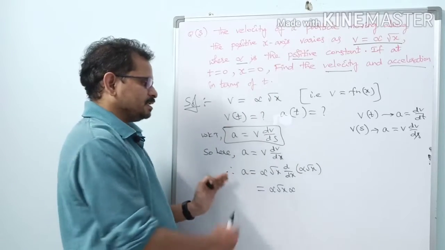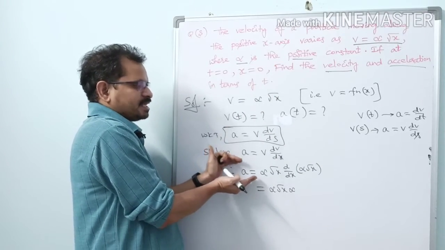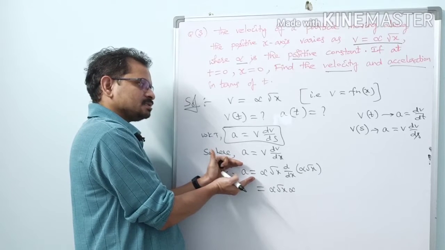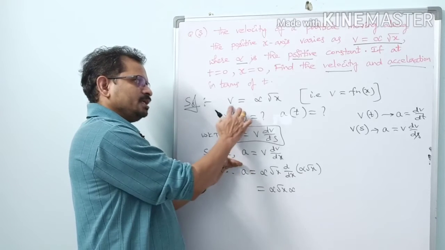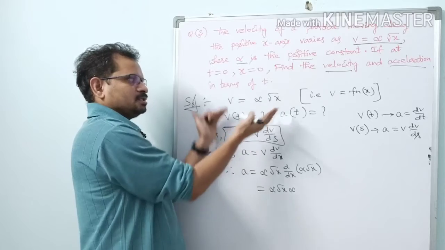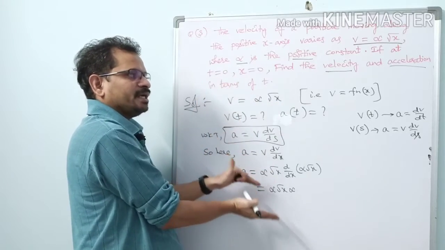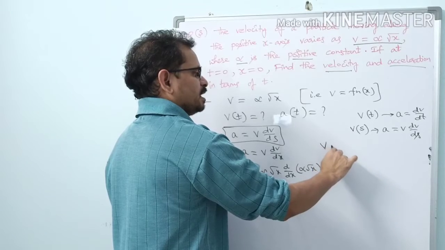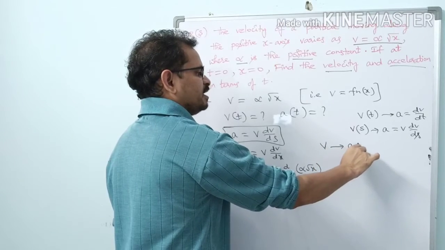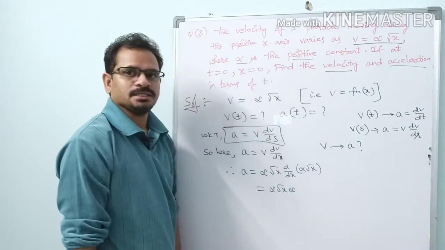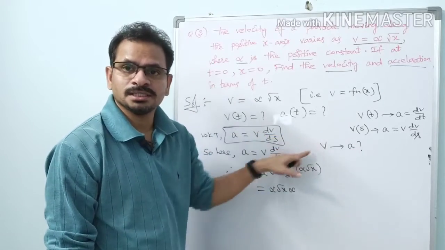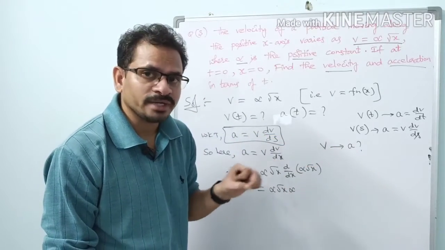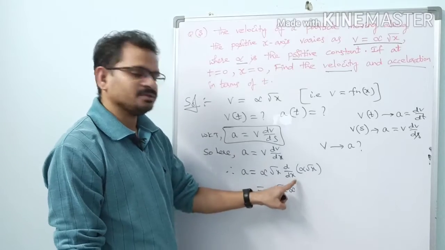See, here we are deriving this acceleration from which expression? From v equal to alpha root x. So from this expression we are going to find acceleration. So v is given to us, and we are finding acceleration. Is this straight order or reverse order? This is straight order. For straight order, what do we have to use? Differentiation. See, we are using differentiation here.